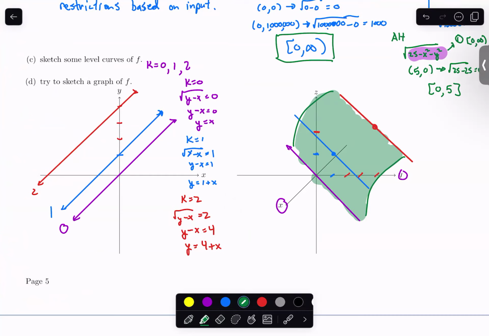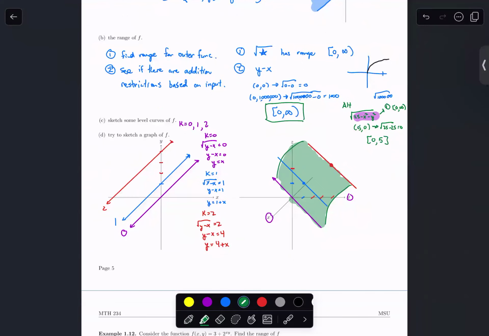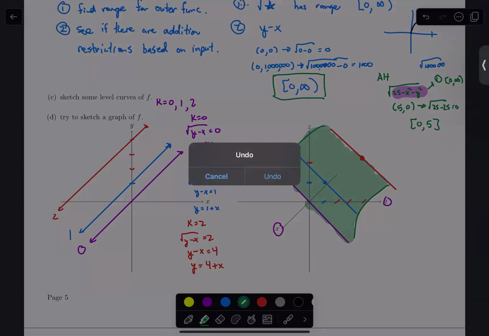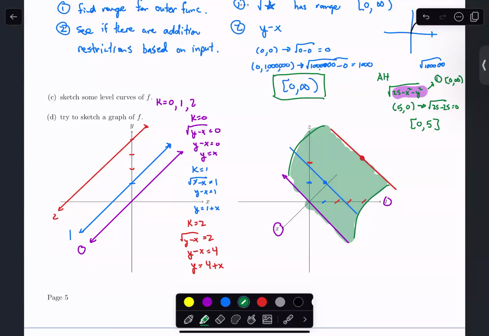So those are the different heights. If you wanted to know where it's 3, it's going to be even farther top left. All right, so that's the full picture, the full 3 skills that you need from 14.1. Again, domains, ranges, and level curves.